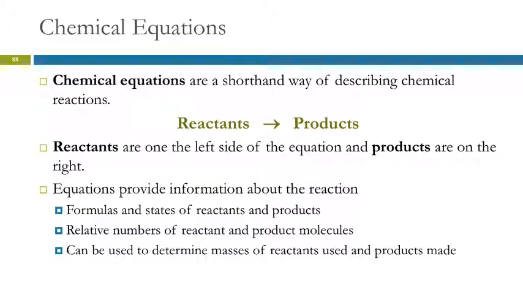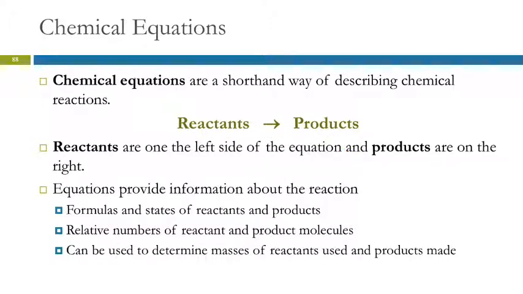We describe chemical reactions using an equation, much like we describe things in math. The general form is that we put the reactants on the left side, and then there's an arrow instead of an equals that's going to the products. So the reactants react to produce the products.